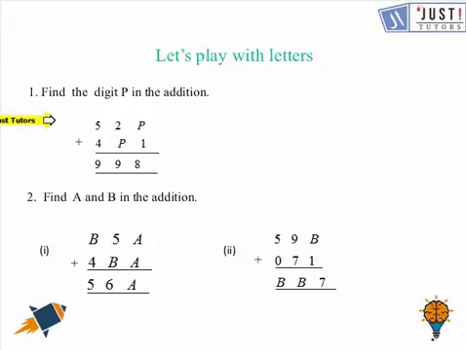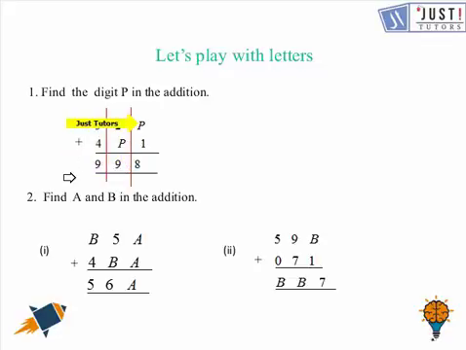Question number 1. Find the digit p in the addition. So this is an addition problem for us and we need to work out the value of p. In such questions, we always start from the ones column and hence eventually we'll move to the rest of the columns to the left one by one. Now let's look at the ones column. P plus 1 is 8. We need to figure out what is p.